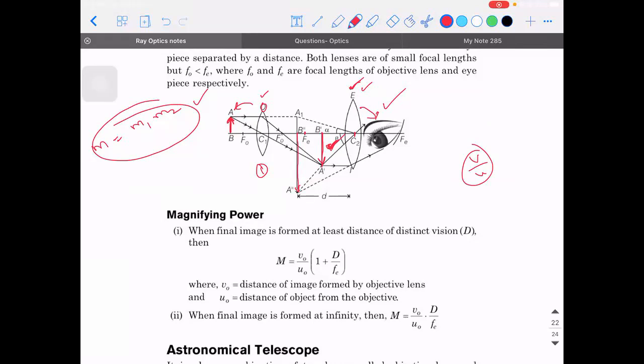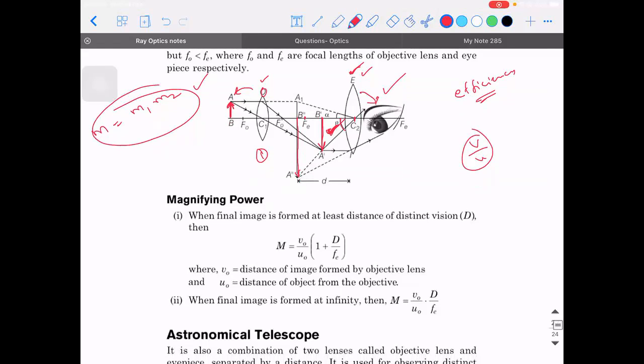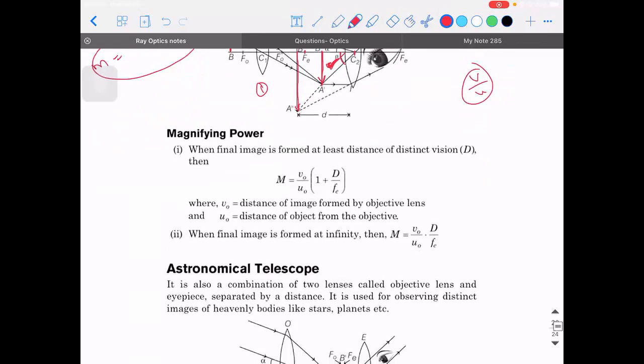Magnifying power is like efficiency. Efficiency in terms of mechanics is output by input. In the same way, magnifying power is a technical term used for an optical instrument. So the output is the angle subtended by the image, that is tan beta divided by tan alpha. The reason we write tan is because all these angles are small. So it is tan beta by tan alpha.